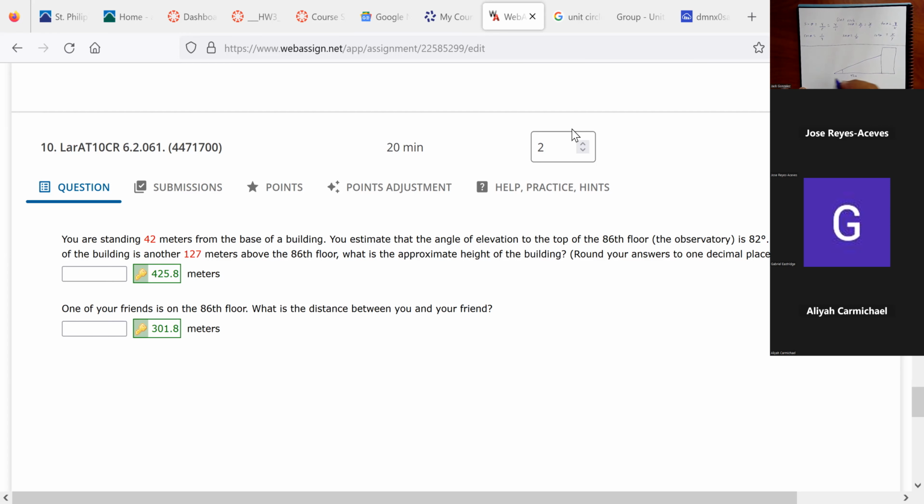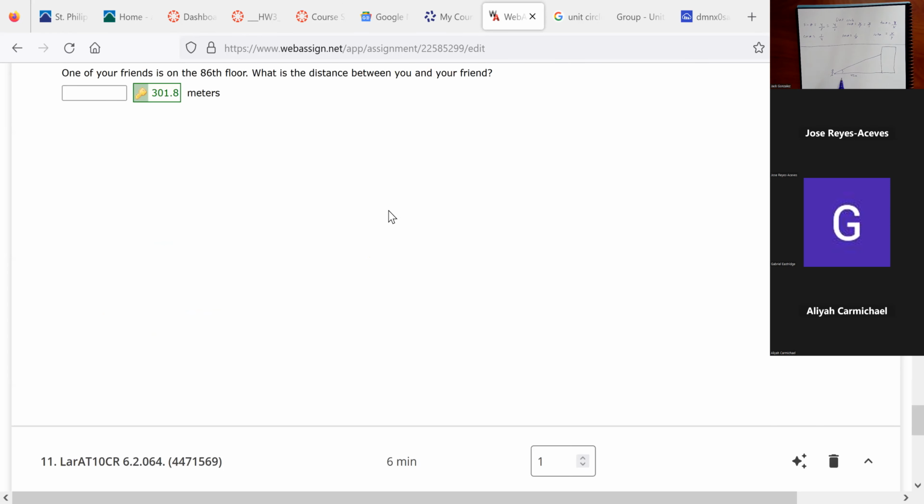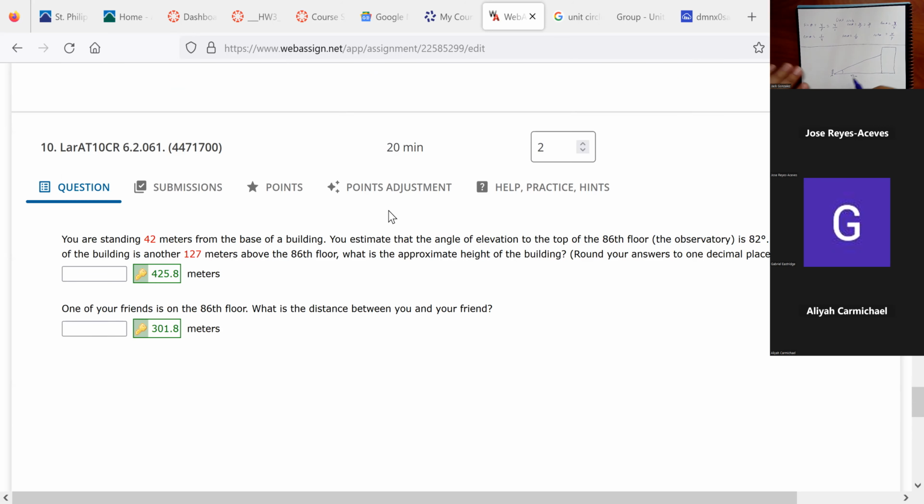Elevation meaning I'm looking upward. So let's say you're just chilling right here, 42 meters away, you're looking up. That angle that you look up is the elevation angle. And they said it was 82 degrees.